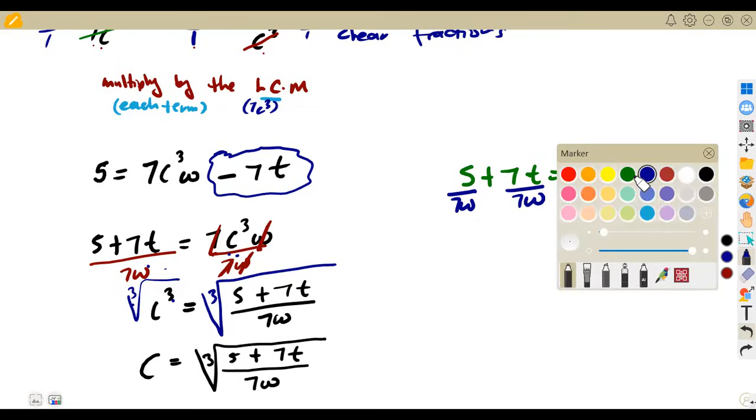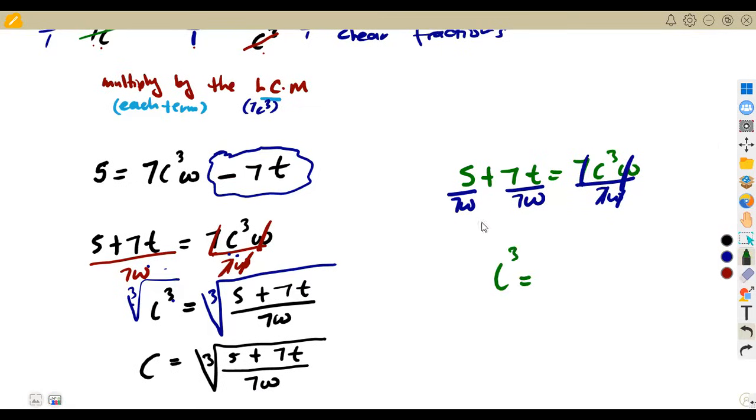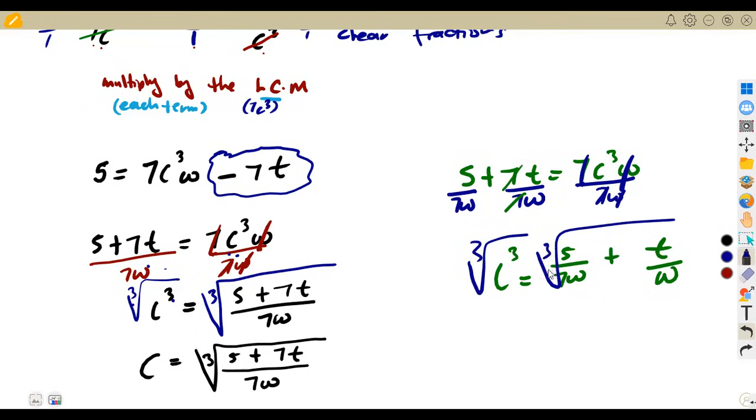Meaning to say at the end, we are remaining with c cubed equal to 5 over 7 omega plus t over omega, because this one and this one can cancel: here there's a 7, here there's a 7. So you remain with t over omega. Then you introduce the cube root both sides. Still, it was going to be one and the same thing. So at the end, you remain with c being the cube root of 5 over 7 omega plus t over omega.